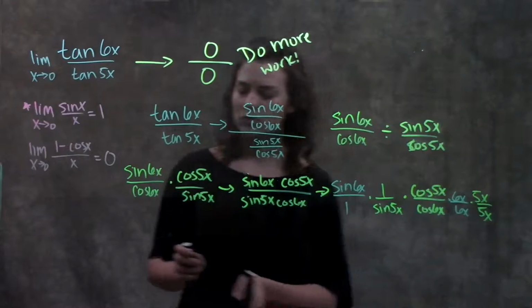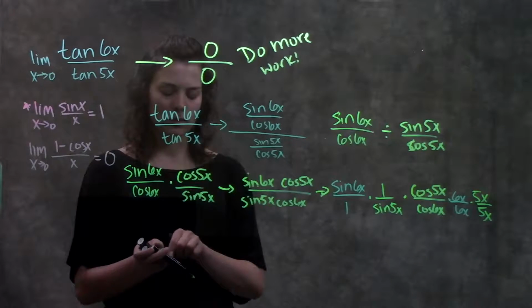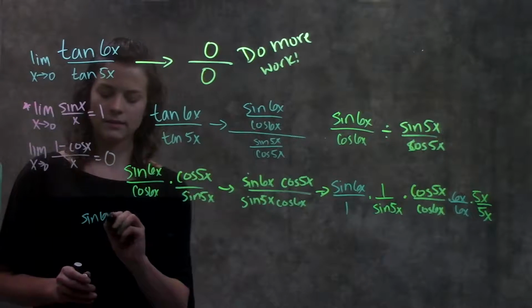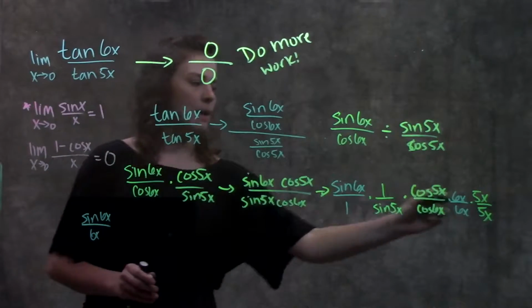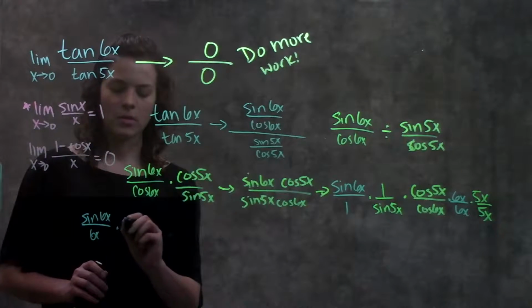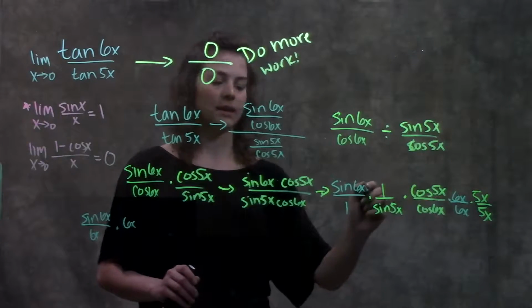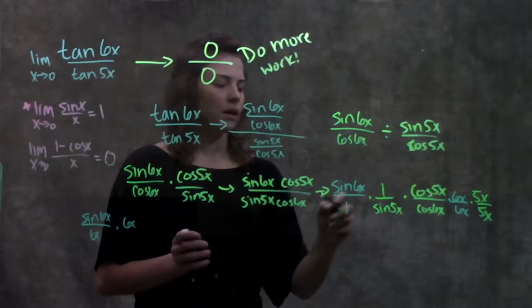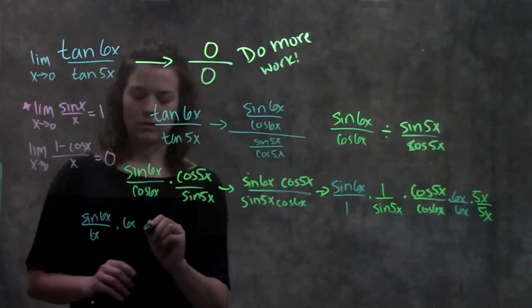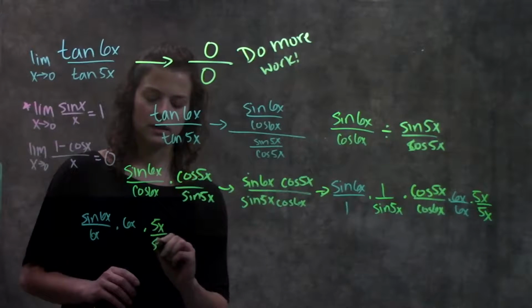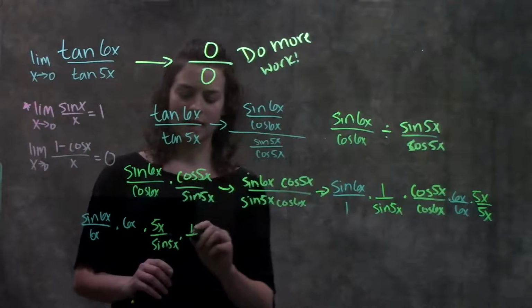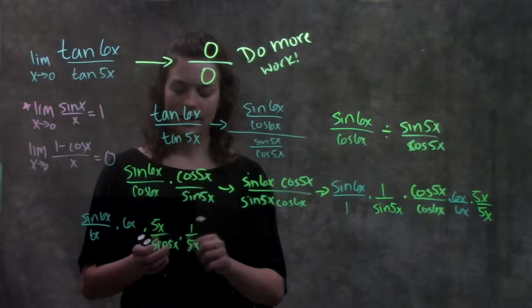All right, let's move down over here. See what happens when we multiply things out. Over here, I get sine of 6x over 6x, I moved my 6x over here. But remember, there's still a 6x in the numerator, so I'm going to write that right here just to keep track of it. Same thing here, move my 5x over. So now I have 5x over sine 5x. But remember, I still have this 5x in the denominator, so times 1 over 5x.